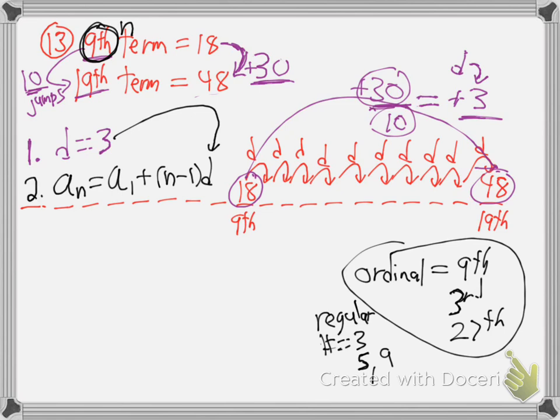So that means I can plug this in and go a sub 9. I'm going to put a 9 in for n everywhere. Is a sub 1 plus 9. See how n became 9 and n became 9? And d, what's d? 3. D is 3.